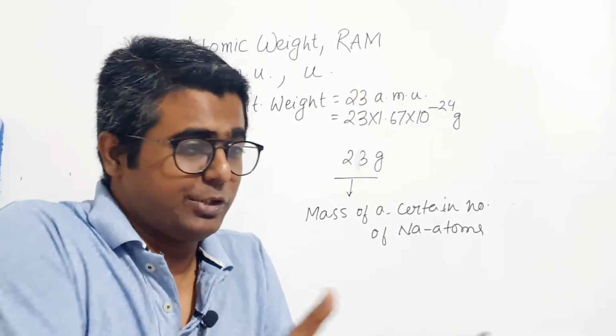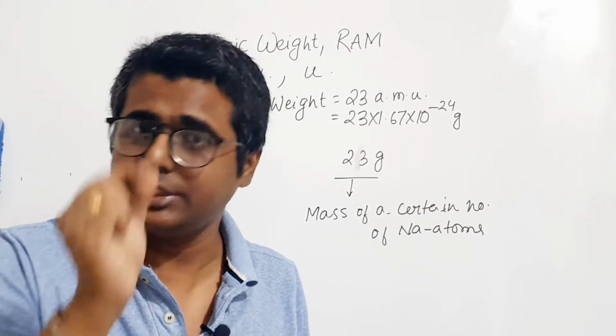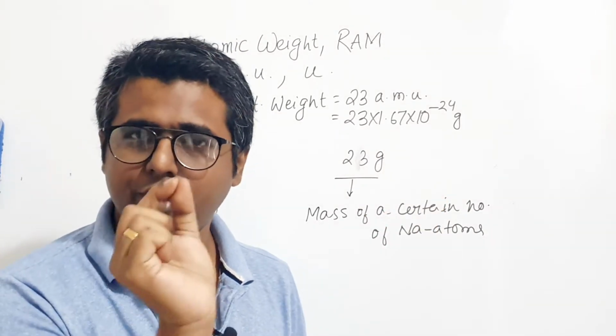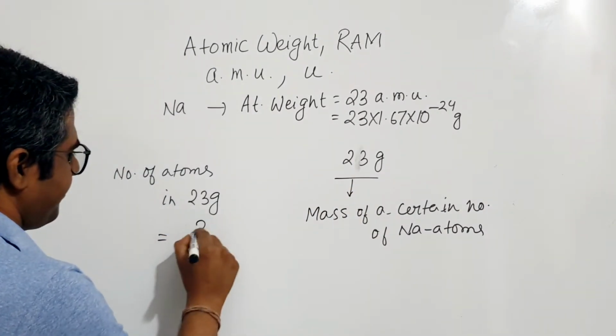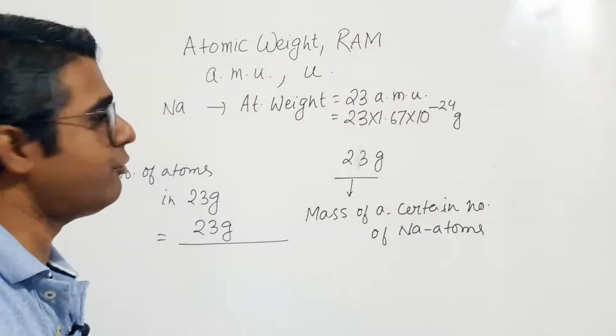Now, I give you 23 grams of atoms. So, how many atoms are there? 23, because each atom weighs 1 gram. How did you calculate it? Total weight divided by the weight of one atom, correct? So, the total weight is 23 gram divided by the weight of one atom, that is this one.